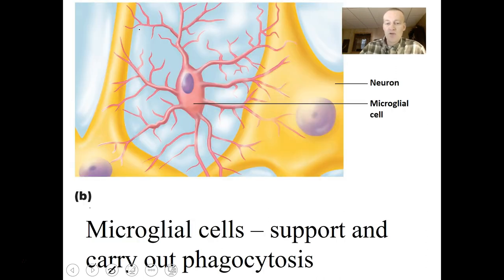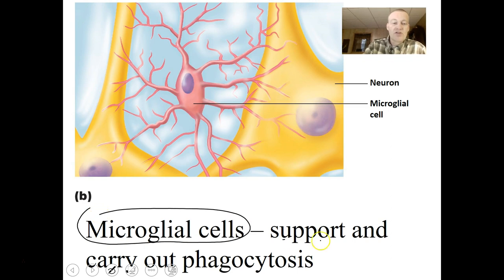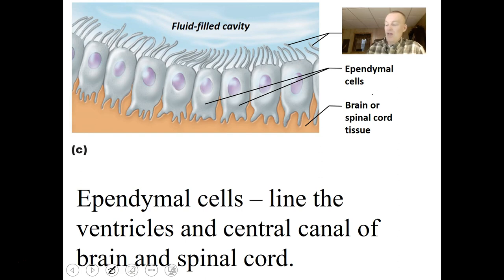We also have microglial cells. Microglial cells are going to support and carry out phagocytosis. So these particular microglial cells are going to eat cellular debris. Anytime a nerve cell dies inside the brain, it has to be eaten up, and microglial cells will do that job. If you do get a brain infection, microglial cells are one of your lines of defense against the microorganisms growing in your brain.